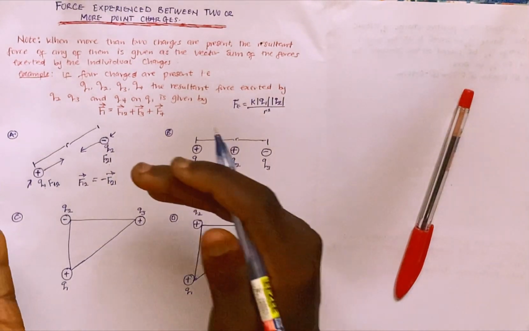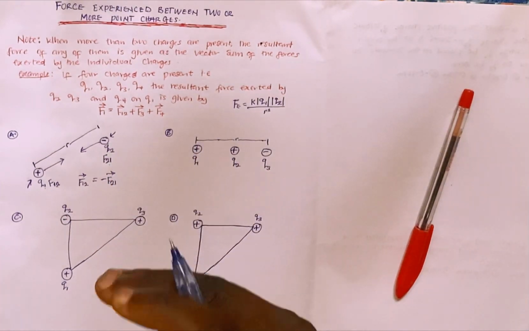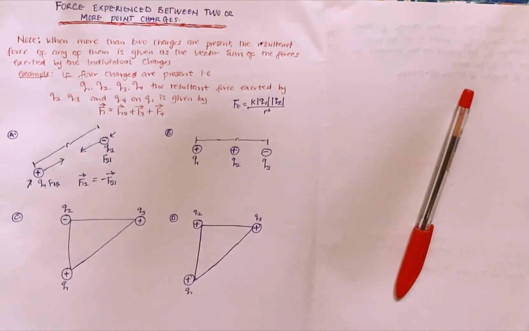That means for the force experienced between two charges placed beside each other, F equals minus F. The force experienced by the first charge equals the negative of the force experienced by the second charge. It depends on the positions of the two charges.